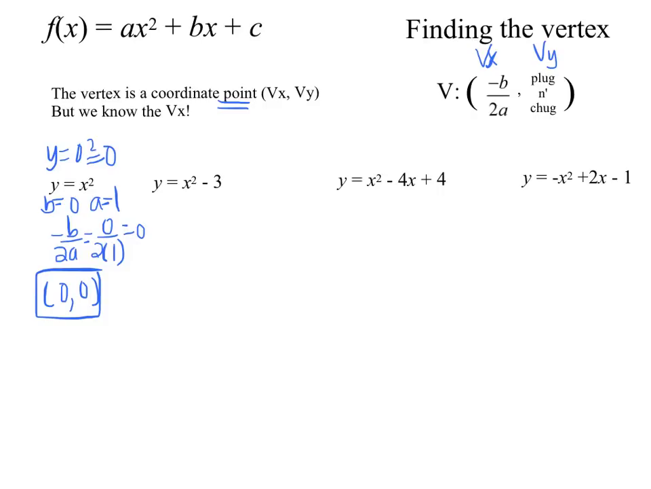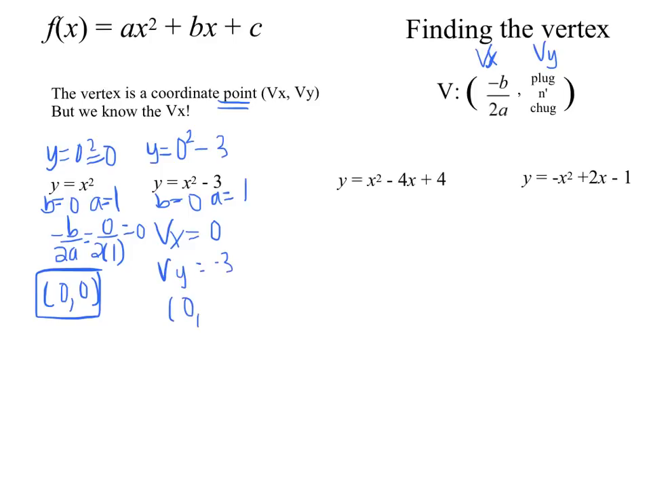Let's look at our second example. It's just the parent function with a value of c, negative 3. So that means that this parabola is shifted down 3 along the y-axis. The value of b is still 0, and the value of a is still 1. So that means that the x-coordinate of my vertex is still 0. But by plugging this into the original equation, I get 0 squared minus 3, and the y-coordinate of the vertex is negative 3.